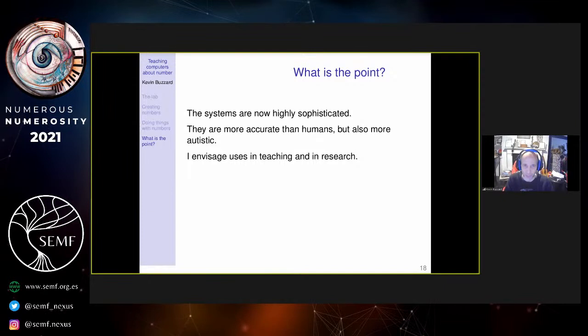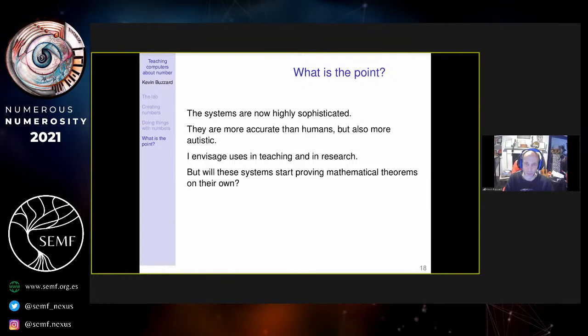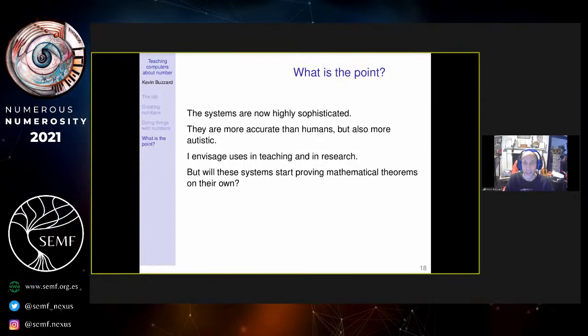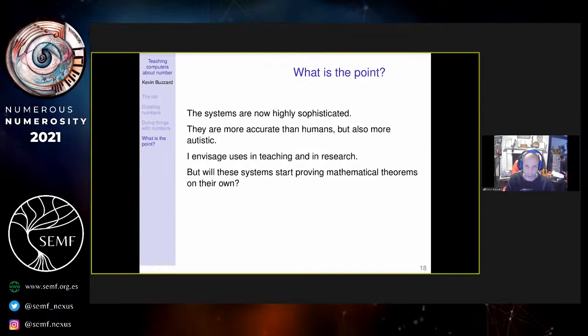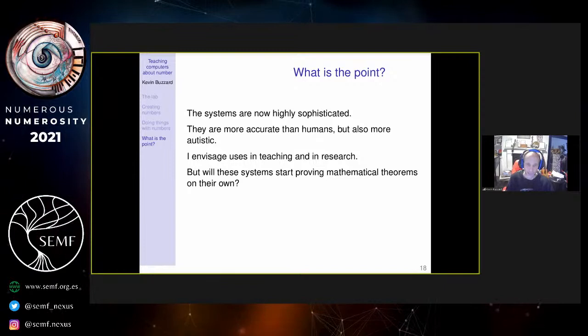But of course, what we ideally want to get these systems to is the point where they start proving mathematical theorems on their own. That hasn't happened yet. But one of the reasons it hasn't happened is that some AIs like to be trained on a database. And it's only recently that these databases have started getting very large and becoming somehow appropriate for these kinds of questions. So will they start proving theorems on their own?